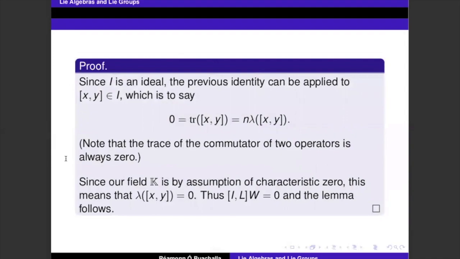Now I is an ideal, so the previous identity can be applied to x by y. If we look at the matrix given by the Lie bracket of x and y, we operate on this. We take the image of the Lie bracket of x and y on the row, then it's an element of the ideal. So we know if we take the trace of that corresponding matrix, we're going to get this. It's going to be n times lambda of the element.